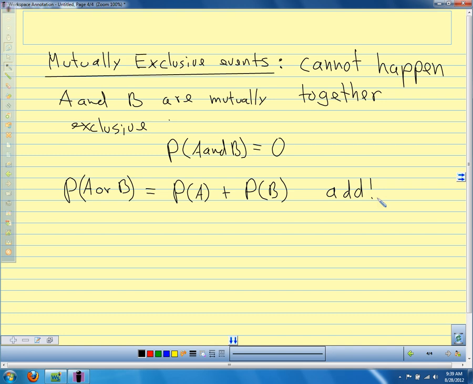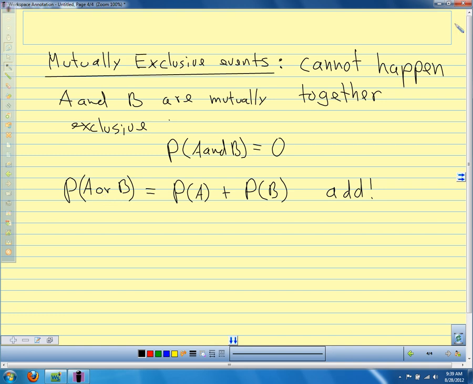And the clue that's going to clue you into a mutually exclusive event is or. Find the probability of this or that. Usually that tells you that you're talking about mutually exclusive events. And means dependent or independent. Or is usually going to mean mutually exclusive.